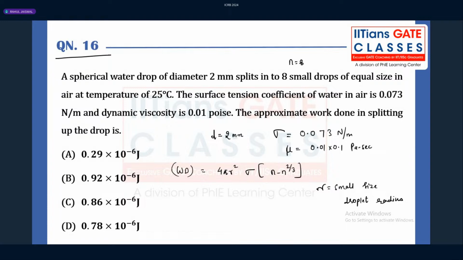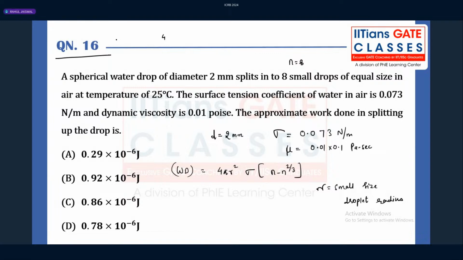So first of all, they have given the big droplet, a spherical water droplet with a diameter of 2 mm, split into 2. So the total volume will remain the same. If the total volume remains the same, guys, then what can we write here? For here, what is the total area?